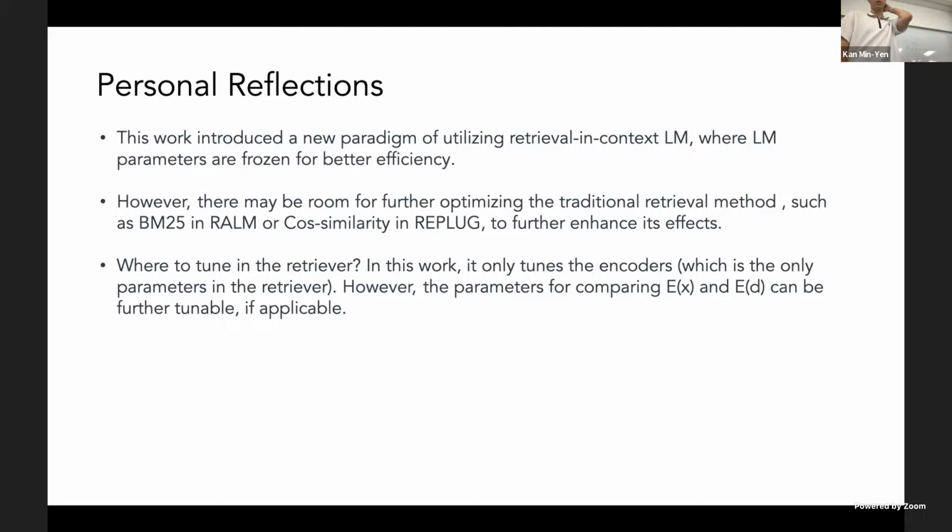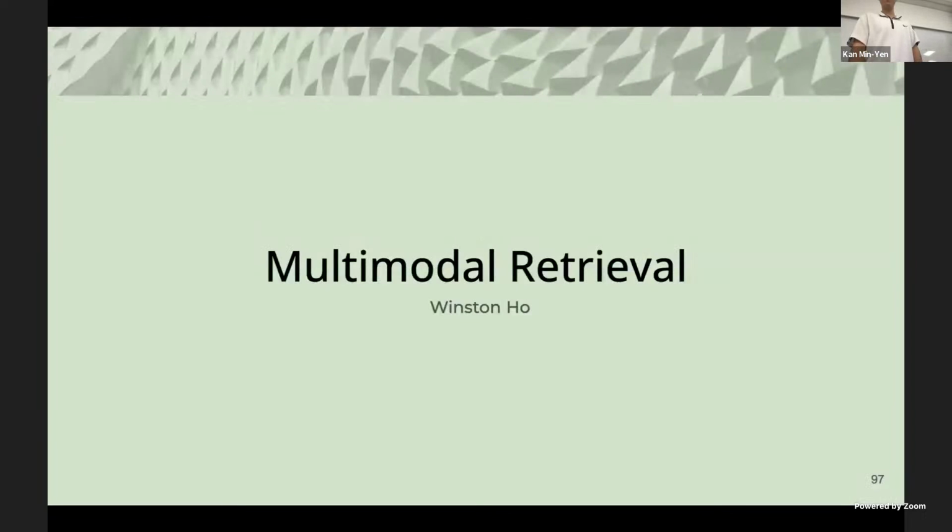Also, in this work's retrieval, they just tune the text encoder. This is the only part with parameters in the retrieval. So there are some open questions about where else we can tune, and what other parameters we can put in the retrieval to be tuned to further improve retrieval accuracy. So that's my part about how to put the retrieval into the context. And the next part, I think, is multimodal retrieval.